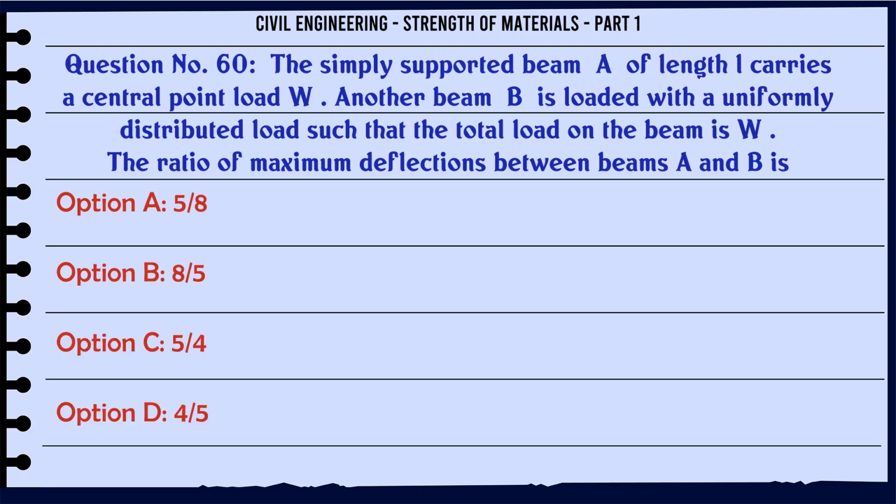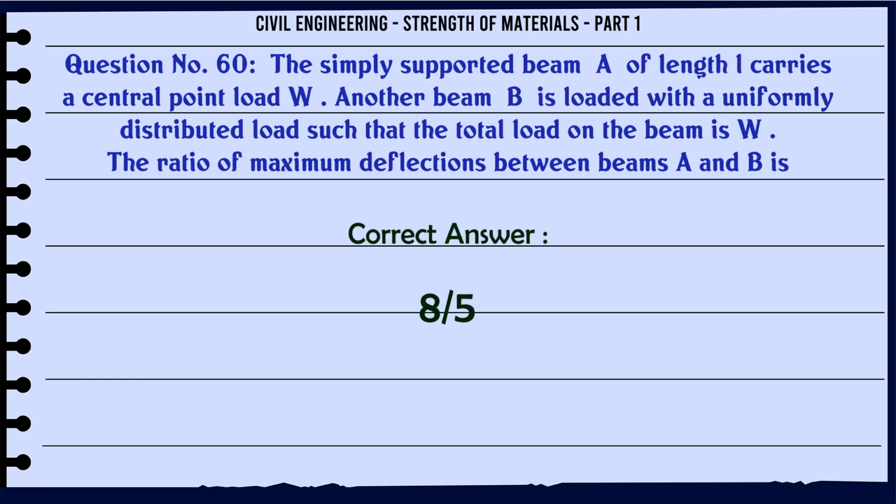Another beam B is loaded with a uniformly distributed load such that the total load on the beam is W. The ratio of maximum deflections between beams A and B is: A. 5/8, B. 8/5, C. 5/4, D. 4/5. The correct answer is 8/5.